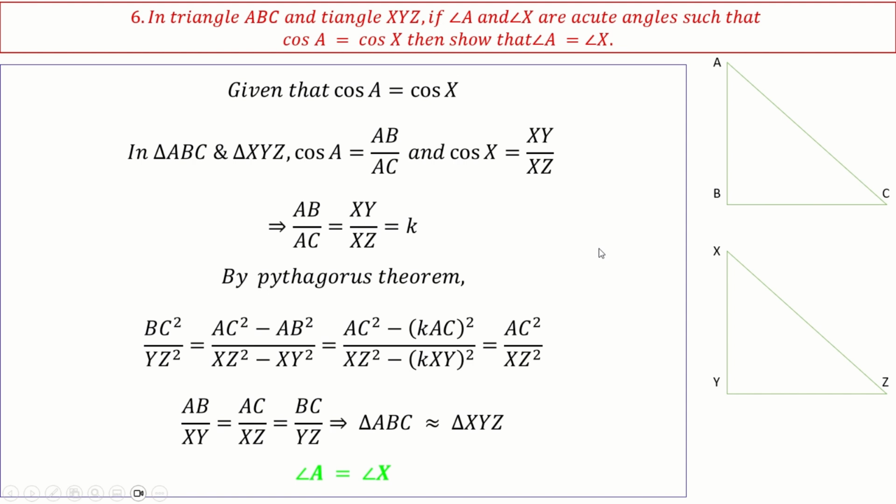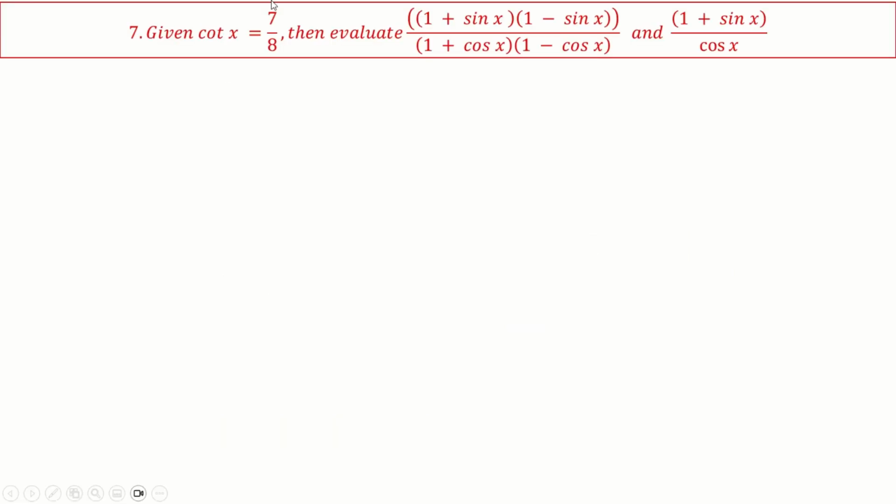Next, this is basically the reverse of the trigonometric ratios. We are proving the reverse of trigonometric ratios. If the ratios are the same, the angles are the same, basically. Next, given cot x equal to 7 by 8, evaluate these expressions.